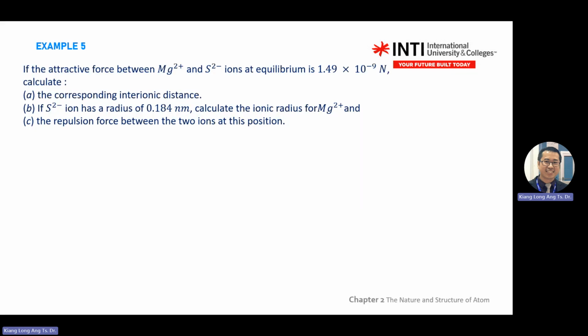Okay, we go for example 5, then call it a day. It's just an application of what you learned just now. You have two elements, magnesium and S. At equilibrium, Newton here gives you equilibrium states. It asks you to find the A0, the corresponding interionic distance. A0 equals what? Small r and big R.